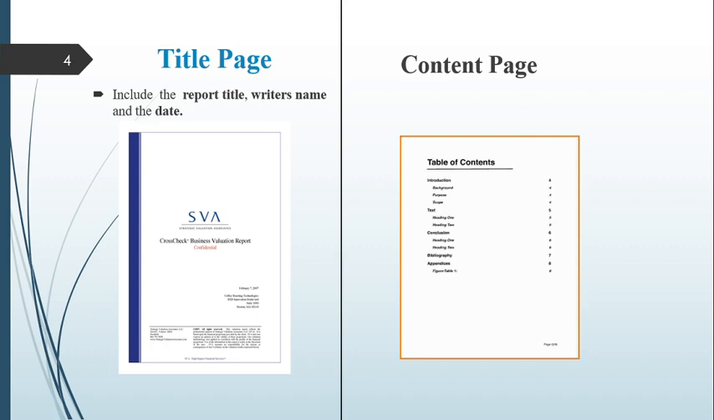Title page. Include the report title, writer's name and the date, so that is common for any report. Then the content page. The content page includes the table of contents, the order that you are going to follow, and you can prepare it after composing the report because then you can indicate the page numbers as well.